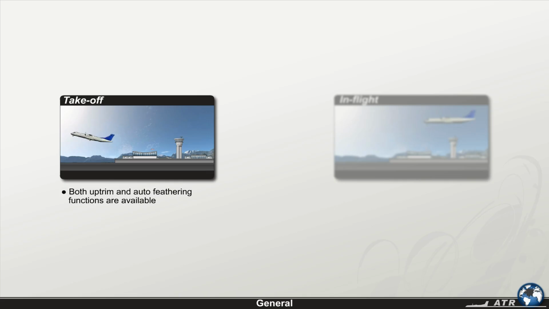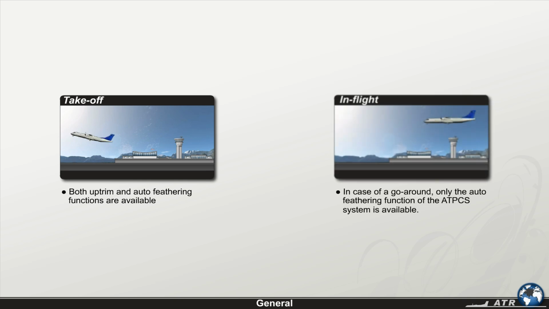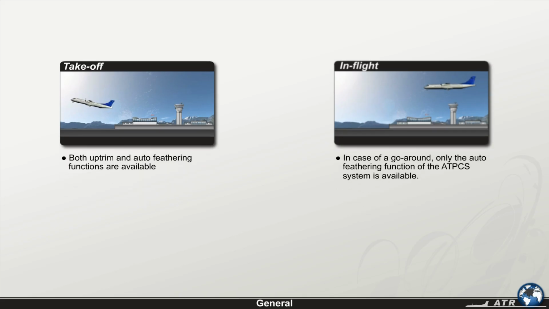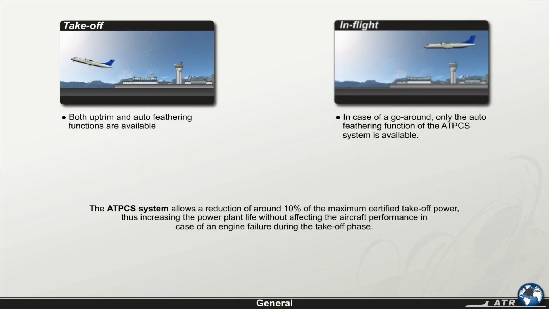Both up-trim and auto-feathering functions are available for takeoff only. In flight, in case of a go-around, only the auto-feathering function of the ATPCS system is available. The ATPCS system allows a reduction of around 10% of the maximum certified takeoff power, thus increasing the power plant life without affecting the aircraft performance in case of an engine failure during the takeoff phase.